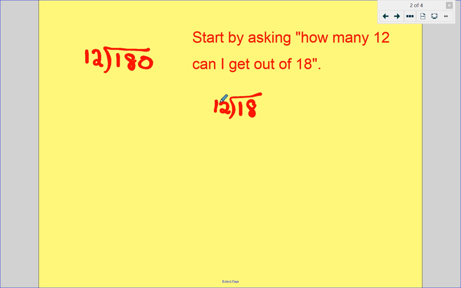Well, I know I can only get 1 out of there. So I'm going to start by putting 1 up here and see if that works. 1 times 12 is 12. I subtract, and I have 6 left over. Now, I've got to take down my 0 here, but sometimes it puts us in the area of where we should be.